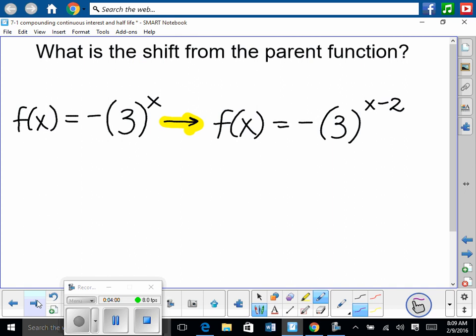Okay, looking at this one, what's the shift from the parent function? Is it up 2 or down 2? Good, so anything added with x is our shift left and right, guys. This is our shift left and right. You always go the opposite. So it would be right 2.